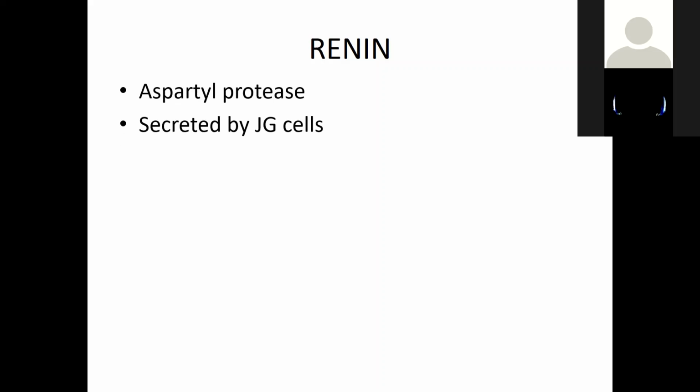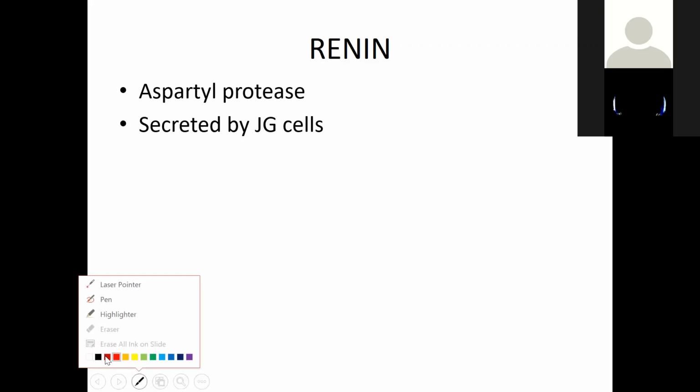Okay. So what is renin? Renin, we know it is a hormone, but at the same time it is an enzyme. So it is aspartyl protease. Okay, and it is secreted by JG cells. This time, in the AIIMS INICET examination, there is a question: what is the source of renin? Where from is this renin secreted? We know it is the JG cell, but where is the JG cell located?